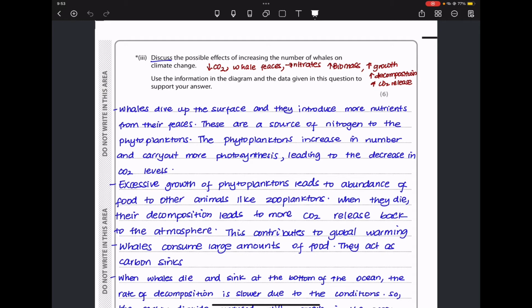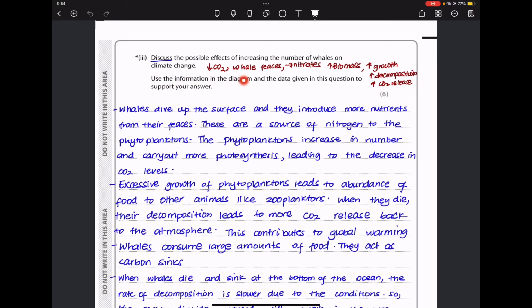Now, remember they've told us that the whales remove CO2, so there is going to be a decrease in CO2. There is going to be more whale feces and therefore more nitrates, meaning the phytoplanktons are going to have more biomass, and that biomass is going to feed more zooplanktons, and then the fish and other organisms in the water are going to have more food as well, so there is going to be more growth. But with more growth, there is more death and more decomposition.